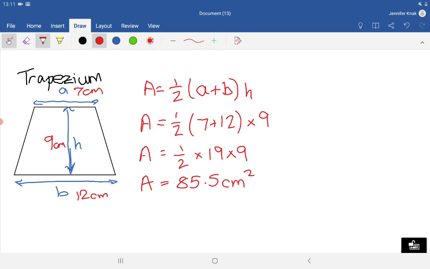Okay, so that is all your different formulas. That's me going through one example of each, and we'll do more in the live classes.